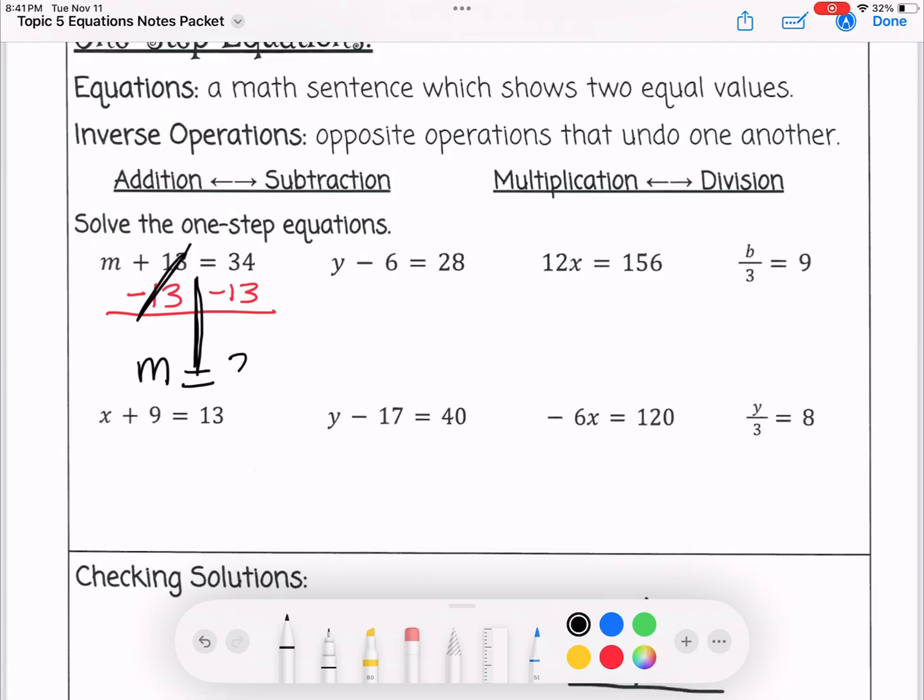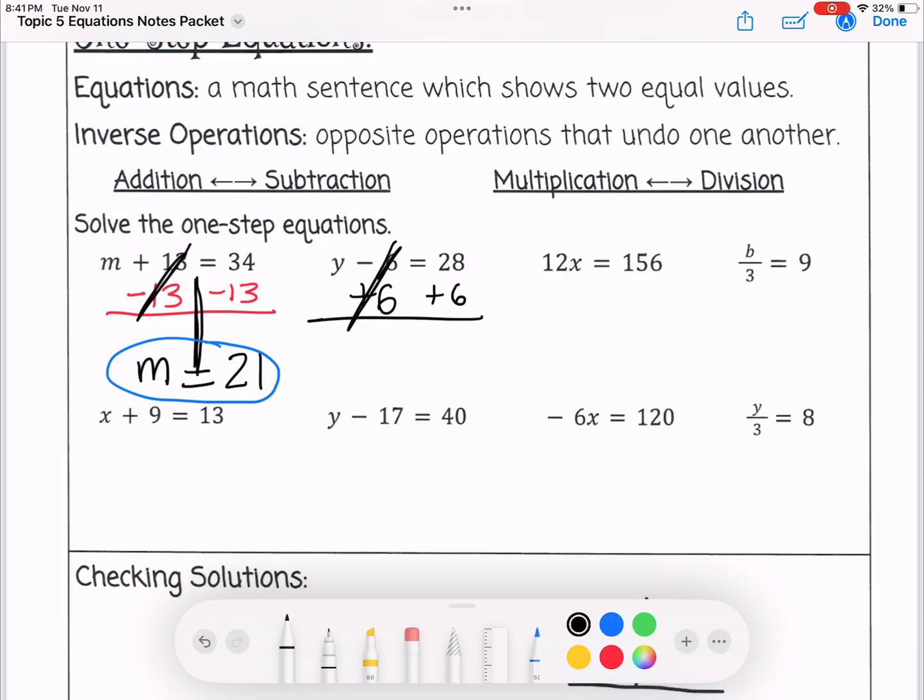13 minus 13 goes away. I'm left with m on the left-hand side equals 21. And that would be my answer for the first one.